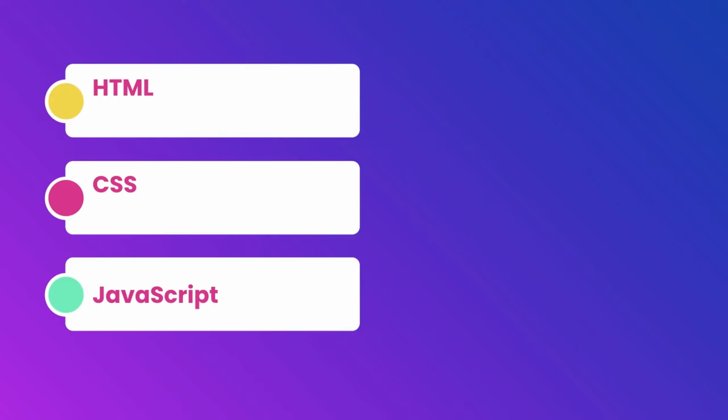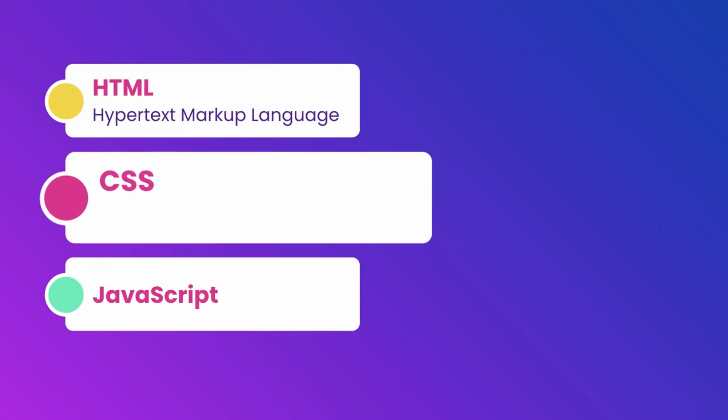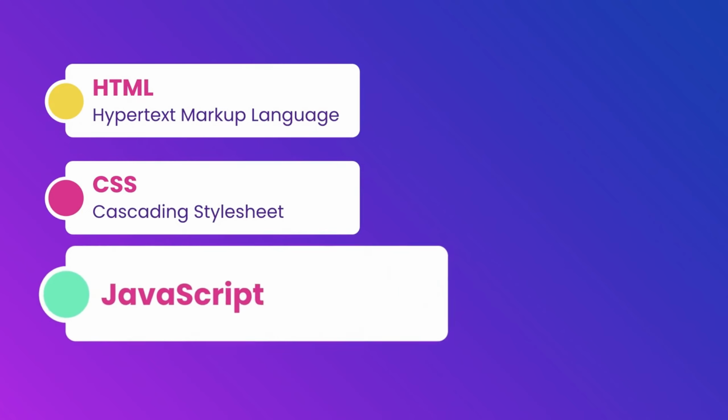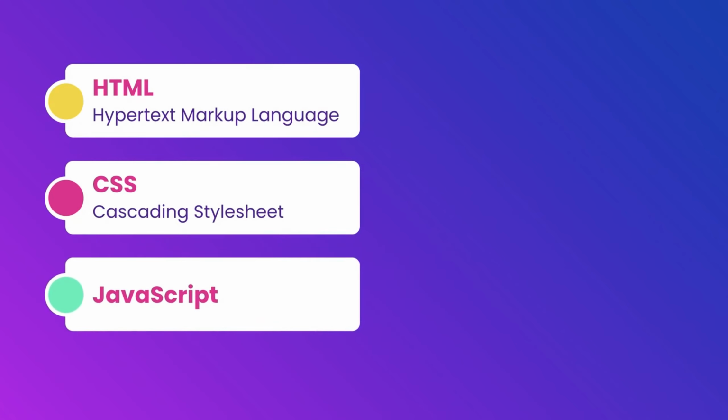So, let's talk about HTML. HTML stands for Hypertext Markup Language. Basically, we use HTML to define the structure of our web page. CSS stands for Cascading Style Sheets, and it's used for styling web pages and making them beautiful. JavaScript is used for adding functionality to web pages.